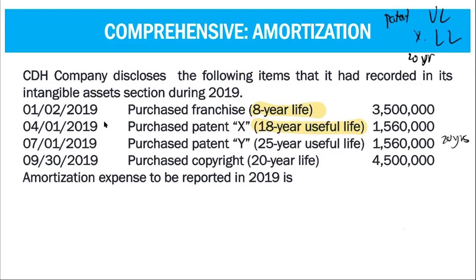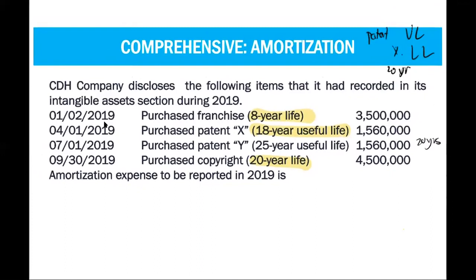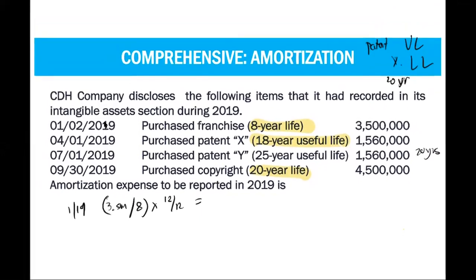Copyright, since there is a finite useful life that is given, you use that already. Why? Because we said on your copyright that is the life of the author plus 50 years thereafter. So it's hard to estimate. But since in this problem it is estimated, we can already compute it. So on January 1, 2019, we have 3.5 million divided by 8 years. We multiply it by the period, so 1 year, 12 over 12. So how much is for your franchise with 8-year life? 3.5 million divided by 8, we have 437,500.